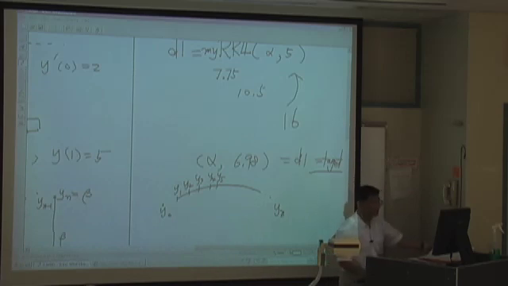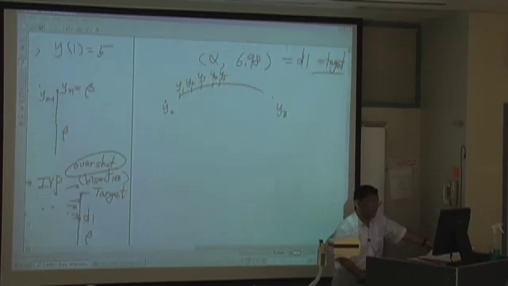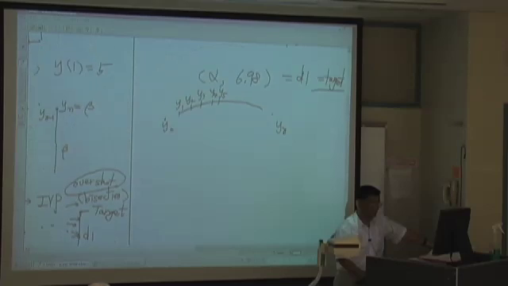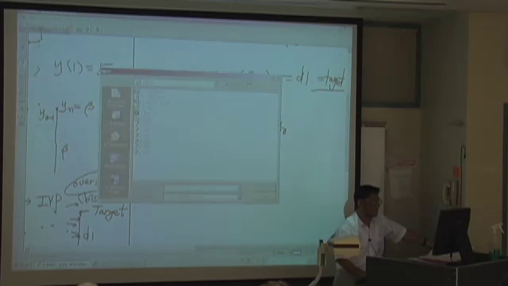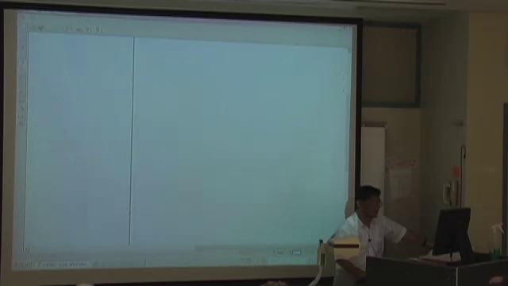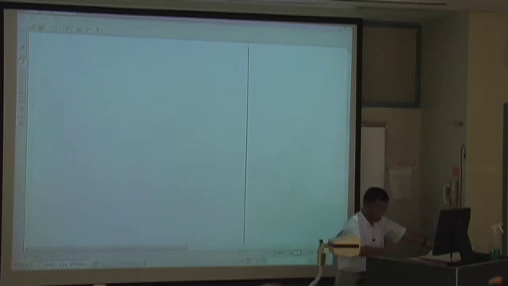Then finally, the next method is called the finite difference method. So we have a differential equation. For instance, we have a differential equation such as this one, and a condition. So this is a case we want to solve.